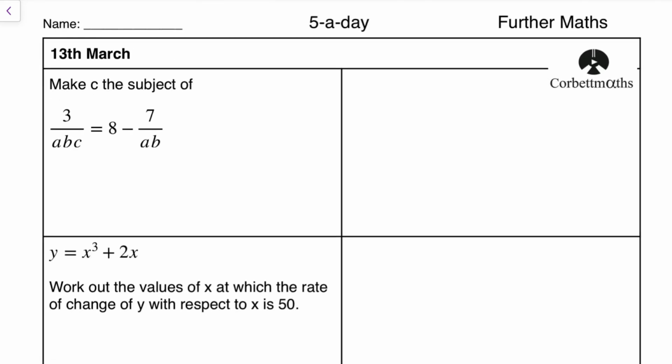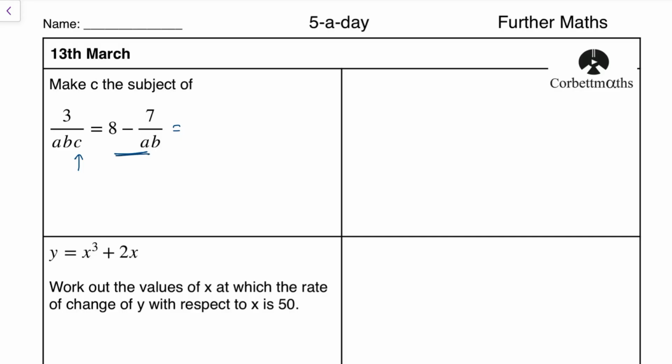Make C the subject of. Wow, okay, that's difficult because the C's down there. Quick think about what to do there. The way I'm going to do it is I'm going to fix the right hand side. So just for space reasons, I'm going to do this over here.